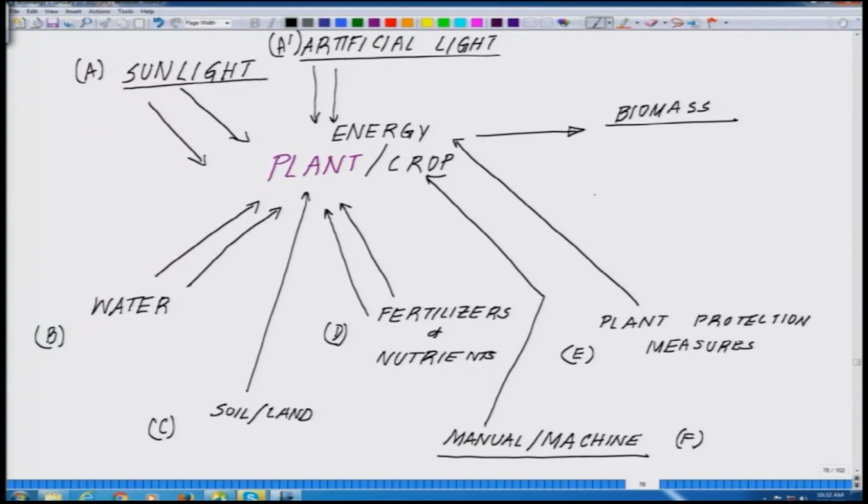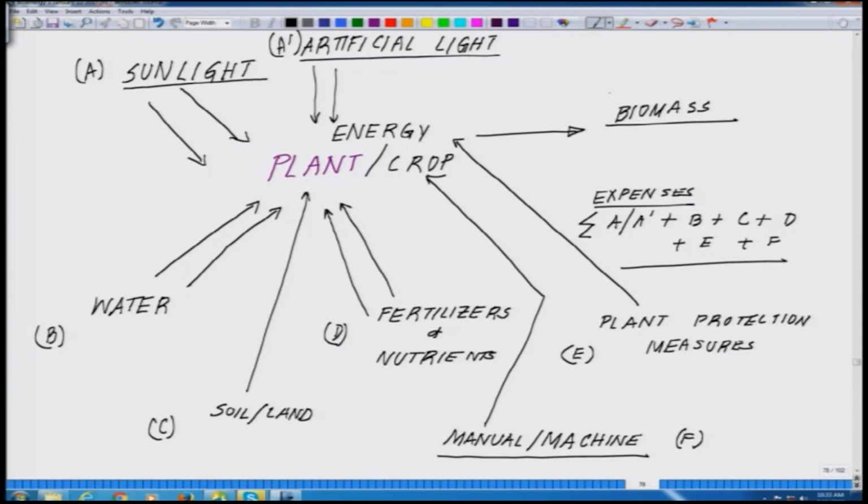So these are your expenses. Expenses include A or A prime, plus B, plus C which is soil and land, plus D, plus E which is plant protection measures, then you have the F, at least.